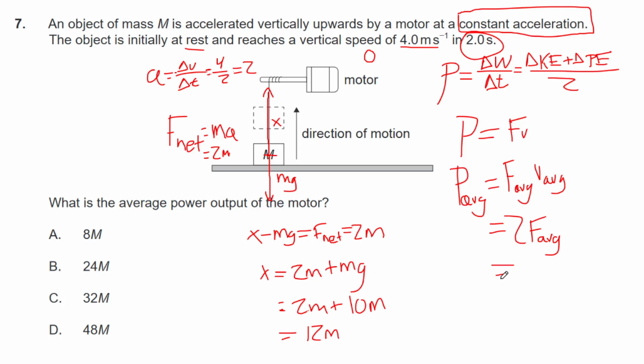So now we go back to our power equation, and we have 2 times 12m. So our answer is going to be 24m. That is answer choice B.